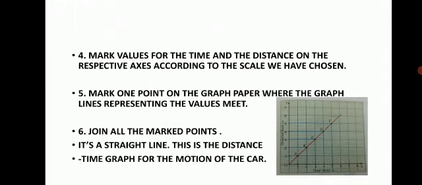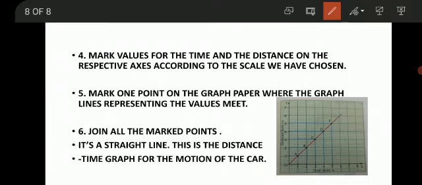Then we have to mark the values for the time and the distance on the respective axes according to the scale we have chosen. That means from 0 to 1, 1 big square is equal to 1 minute, another one is 2, another 1 minute is 3. So in this way we have to mark the values of the time, and then we have to also mark the values of the distance, like 1 big square is equal to 1 kilometer in case of distance and 1 minute in case of time.